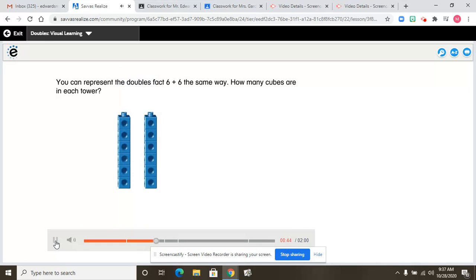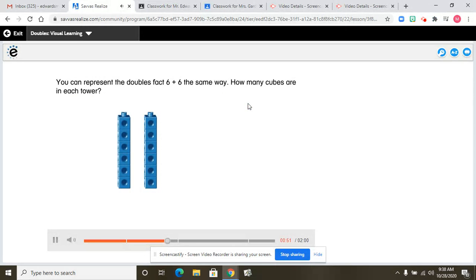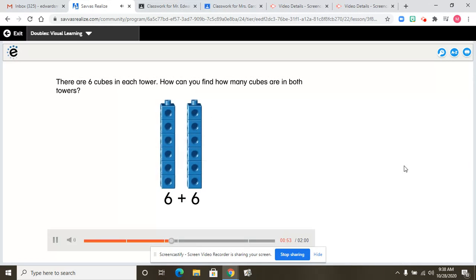You can represent the doubles fact 6 plus 6 the same way. How many cubes are in each tower? Select your answer. Okay, it asks how many cubes are in each tower. Well, if you count one tower, there are 1, 2, 3, 4, 5, 6. This tower, 1, 2, 3, 4, 5, 6. So these two are the same. That's why it's called a doubles fact. So both have 6. There are 6 cubes in each tower.